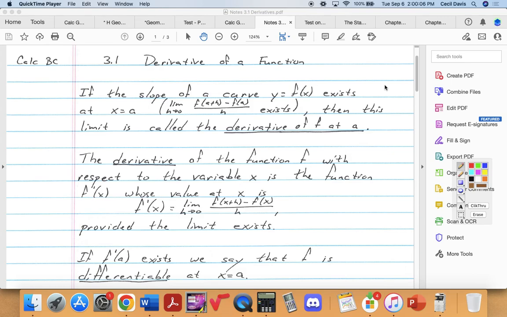So if the slope of a curve, y equals f of x, exists at x equals a, and this is what we've been doing, we've been finding the slope of the curve, then this limit is called the derivative of f at a. So that's its name. You've already been doing it, we just now have a name for it.